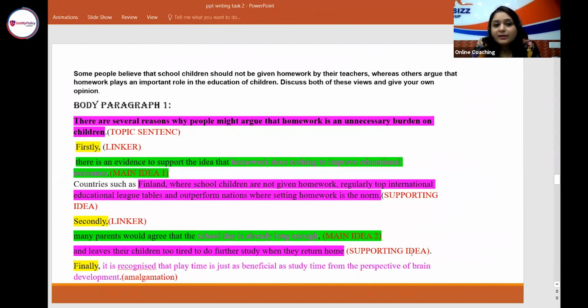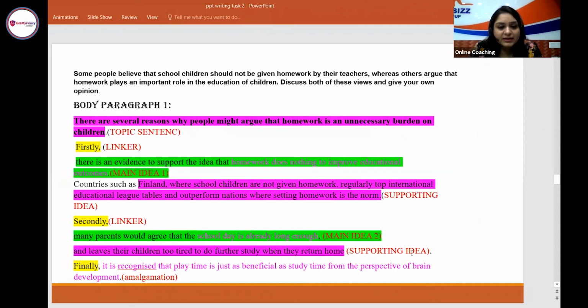Now again, I'm going to link my second idea with the help of the linker that is called secondly. Many parents would agree that school day is already long enough. So this is my main idea 2, that parents do believe it's been a whole day for the children, that they're going and studying and then coming back. So there's no need to give homework, because whatever they are studying, they should study at school only. So many parents would agree that school day is already long enough. This is my main idea 2. Now I'm going to support that idea: and leaves their children too tired to do further study when they return home.